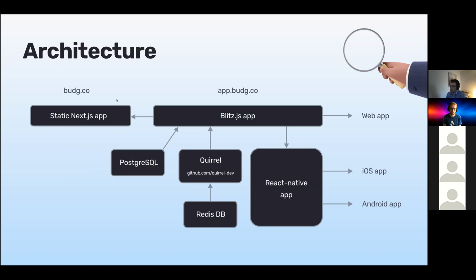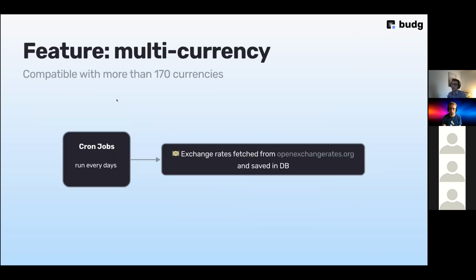I'm using a PostgreSQL DB for the data, and also using a project that maybe some of you know in this community. Simon is the founder of that, Quirrel. That is something awesome if you want a queue for your application, and it's built on top of Redis DB. So now I will go a bit deeper into some features that I made with Blitz.js.